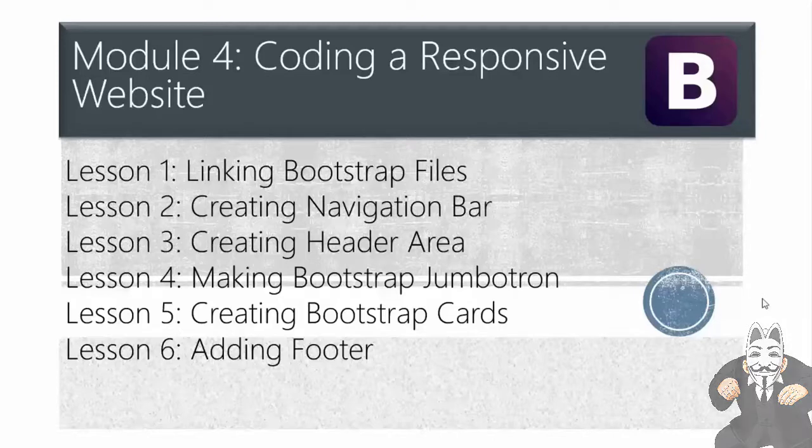Lesson 4 is making a Bootstrap Jumbotron. So basically Jumbotron is a new feature in Bootstrap 4.0. And basically Jumbotron is just a big dialog box, you can say, that is used to attract extra attention of users onto your website. Similarly, we'll create Bootstrap cards in lesson 5, and just like Jumbotrons, Bootstrap cards are also a new feature in Bootstrap 4.0. Lesson 6 is adding the footer area. We're going to add the footer area of our website in lesson 6.